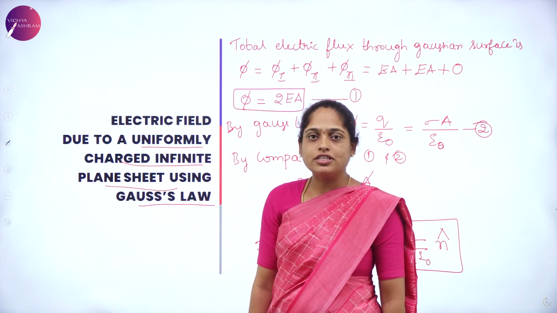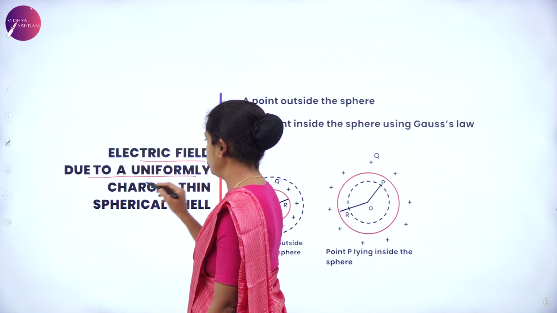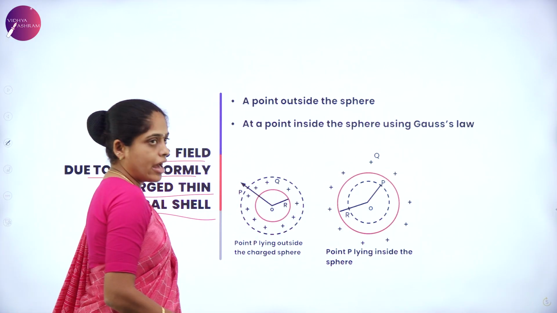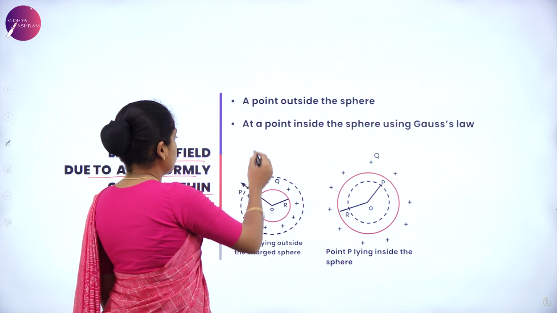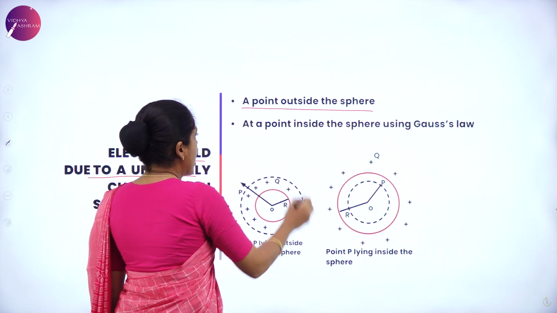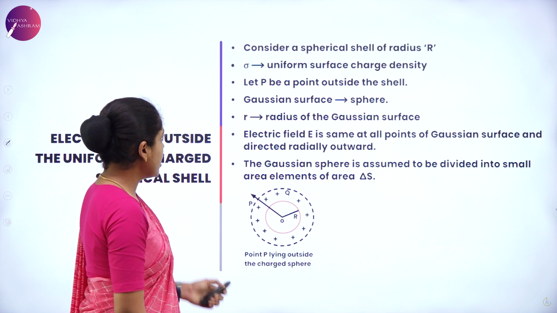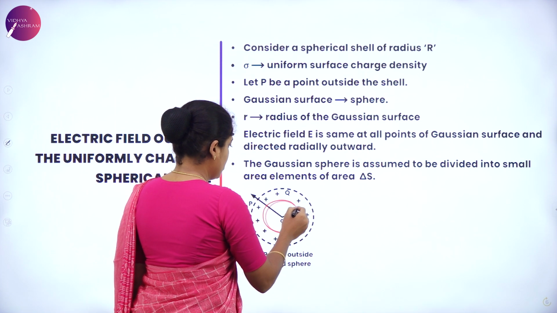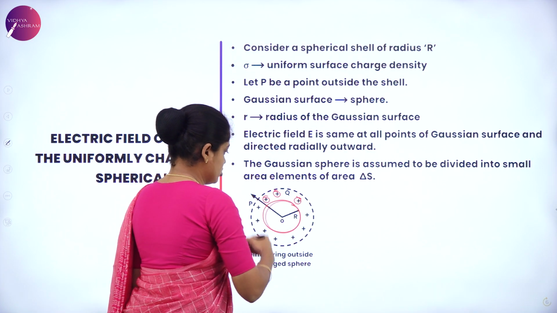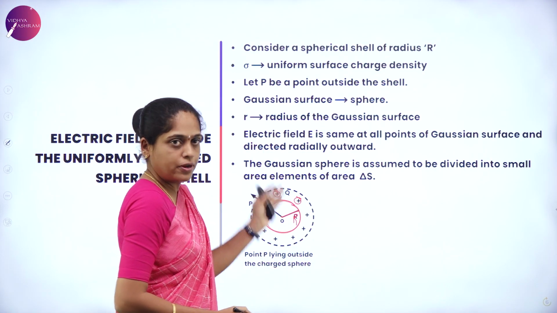Now let us move on to the third application, that is the electric field due to a uniformly charged thin spherical shell. I have two sub-questions in that: I have to find the electric field outside the sphere and inside the sphere using Gauss law. For that, consider a spherical shell which is uniformly charged. The charge on the spherical shell is positive and whose radius is r. The same you have to write in the explanation.